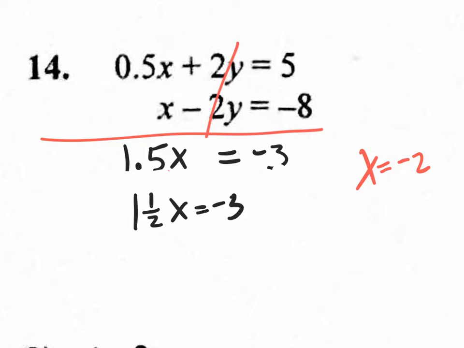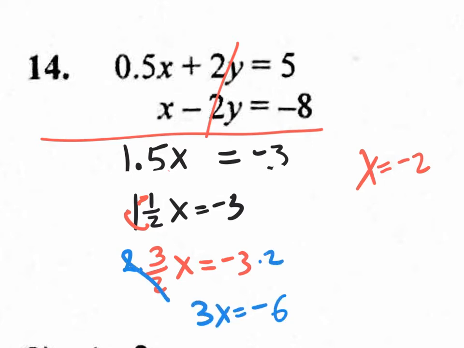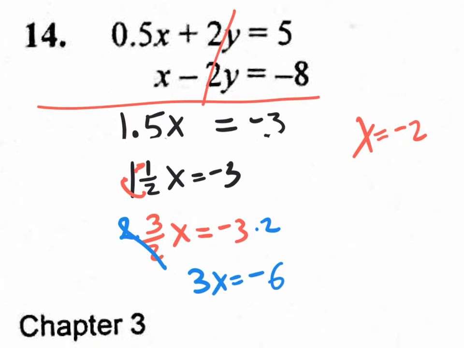And you could change that mixed fraction into an improper fraction by going 2 times 1 plus 1. That would be 3/2. 3/2 x equals negative 3. And then you could get rid of that fraction by multiplying both sides by 2. And you'll get 3x equals negative 6. And of course, your final step will be to divide by 3. And you'll get x equals negative 2. Same answer. Of course, calculator is a lot easier, right? But you could deal with it without a calculator by converting your decimal to a fraction, and then converting it to an improper fraction, and then getting rid of the fraction by multiplying by the denominator on both sides.